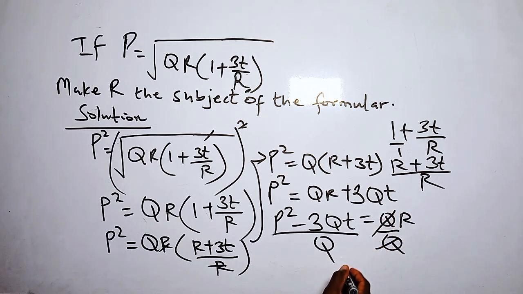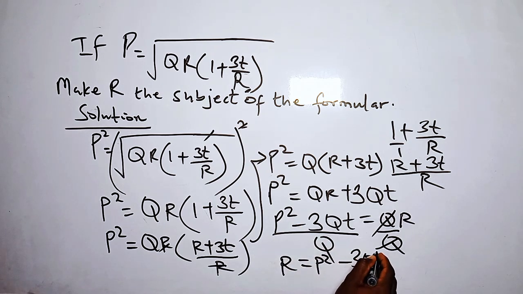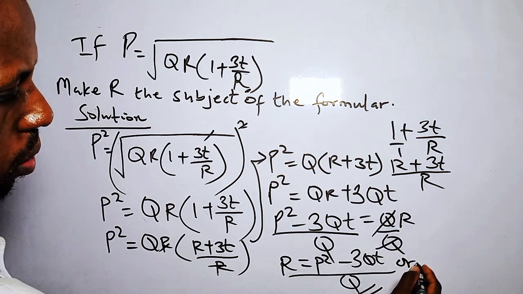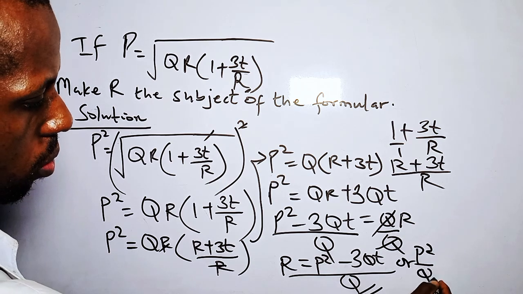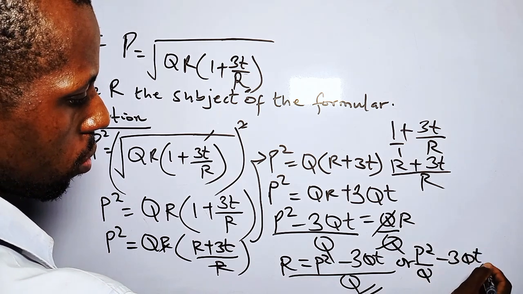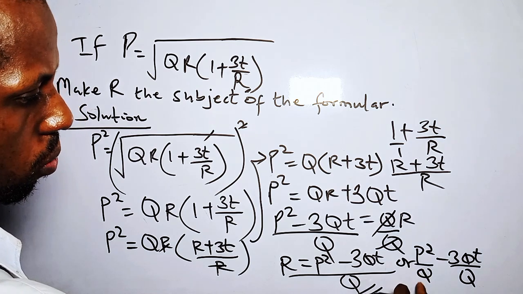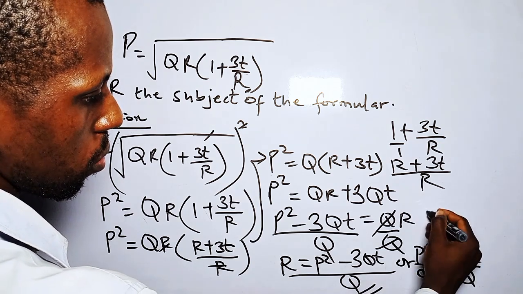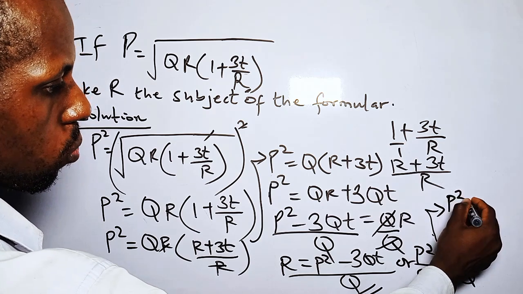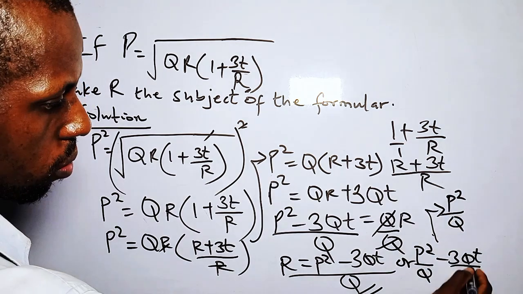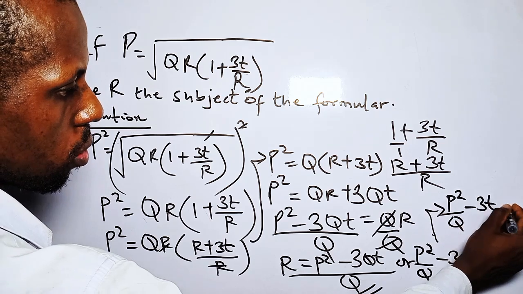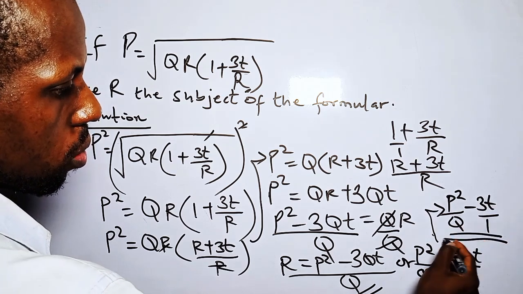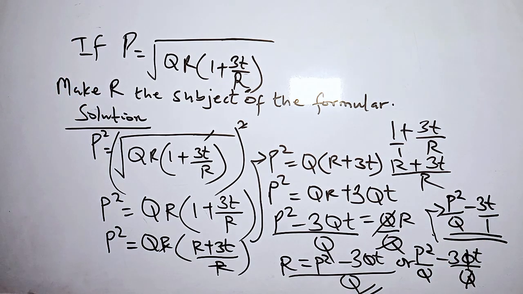When we do that, we have just R, so we can now say R equals P squared minus 3Qt divided by Q. Or we have it as P squared over Q minus 3Qt over Q. So this can simplify, and we can have this as P squared over Q minus 3t, which is R. Thank you very much.